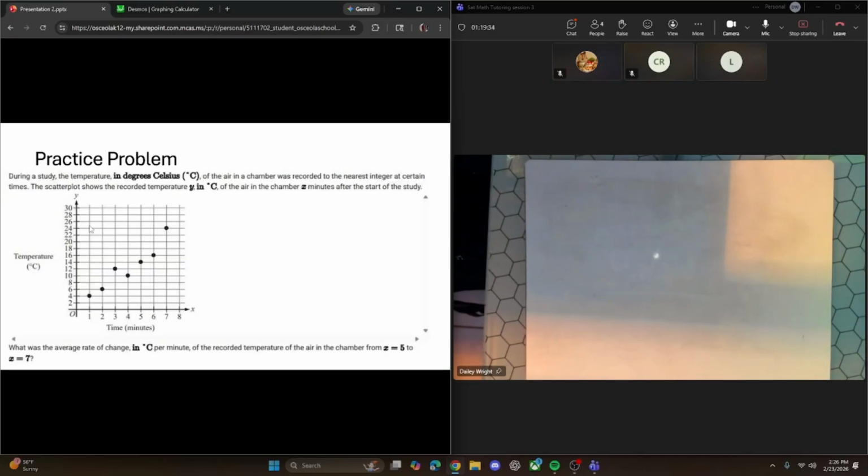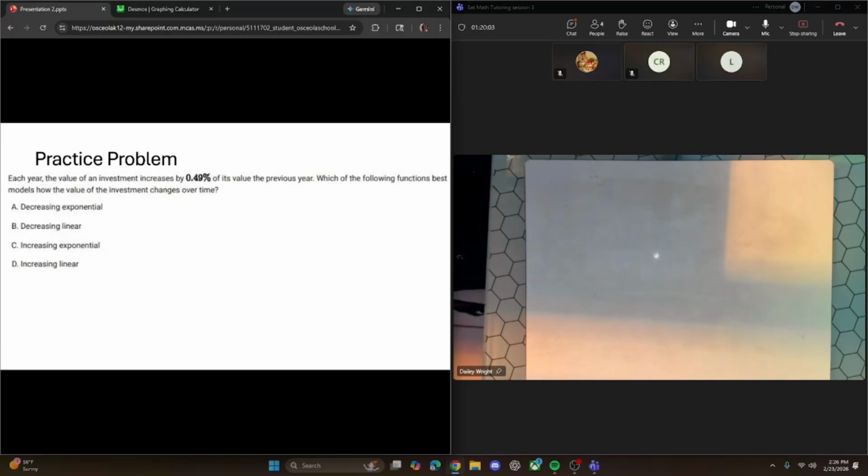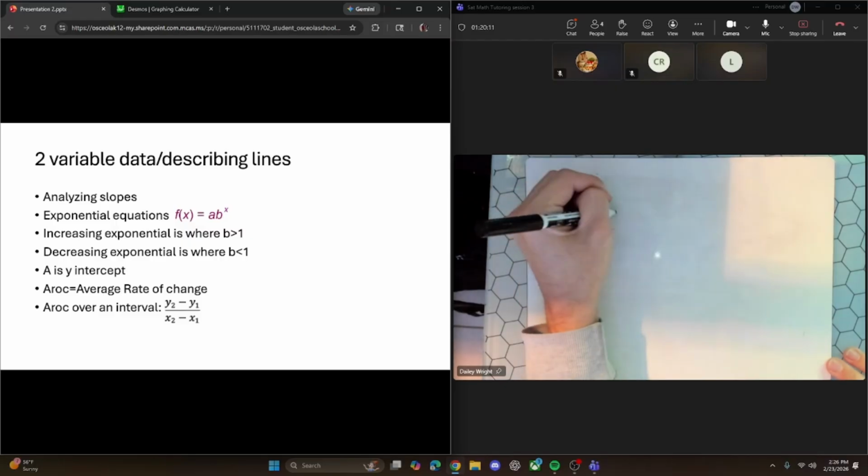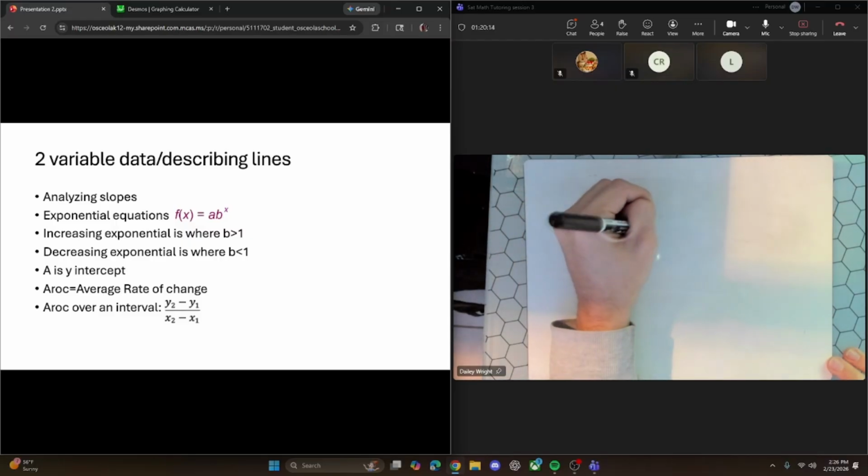During a study, the temperature in degrees Celsius of the air in an air chamber was recorded to the nearest integer at certain times. The scatter plot shows the recorded temperature y in Celsius of the air in the chamber x minutes after the start of the study. What was the average rate of change in Celsius per minute of the recorded temperature of the air in the chamber from x equals 5 to x equals 7? So this is where you are going to use that average rate of change, y2 minus y1 over x2 minus x1. So let's get that written out immediately.